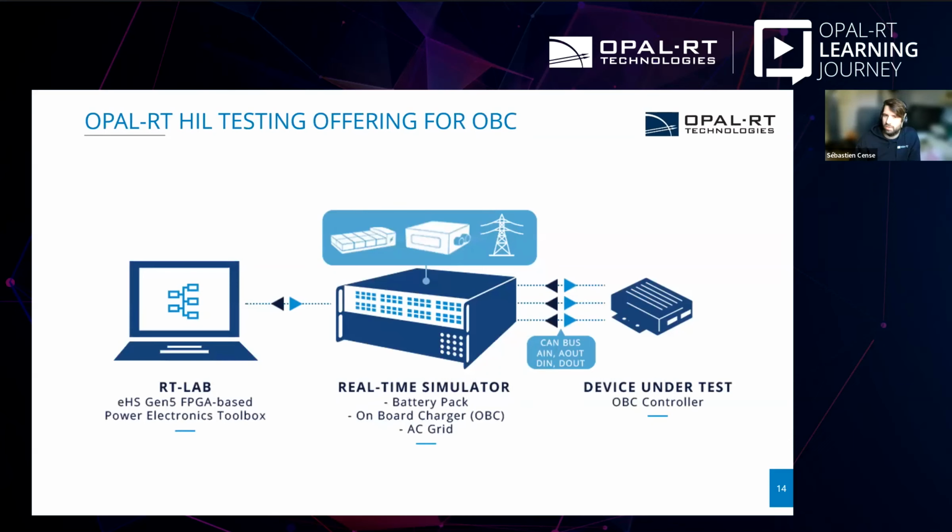As with most of our solutions, we provide a real-time simulator, the piece that you see in the center of the screen, which is composed of one FPGA and one CPU. For this specific simulation that requires very fast simulation, we're going to go deep inside the FPGA. We have a tool called EHS, which is the deployment of an FPGA model on the FPGA device. The real-time simulator will be connected to the device under test, which is the OBC controller, and you'll be able to see that in the demo that Hamza will show us later on.